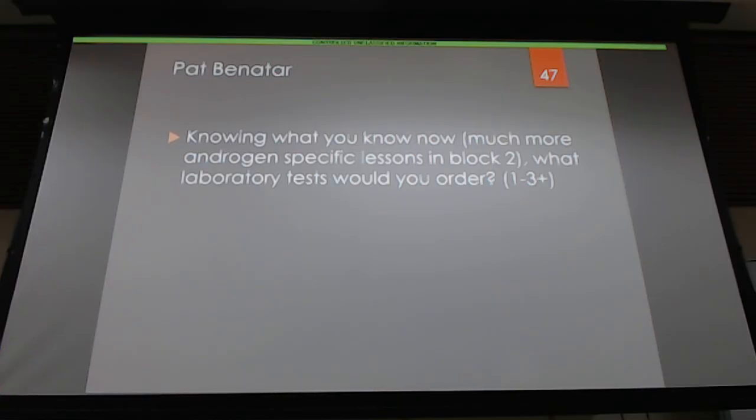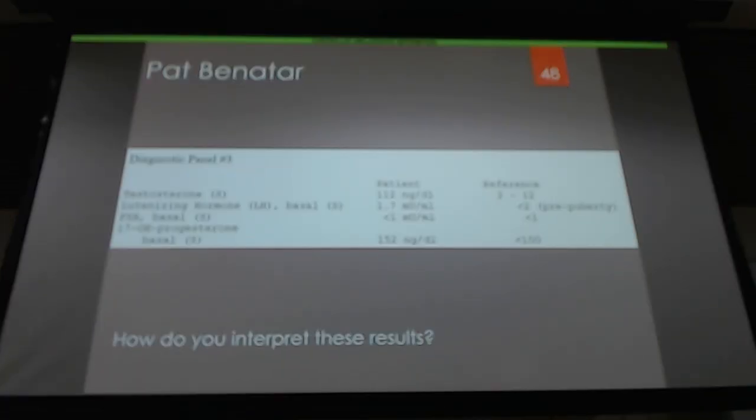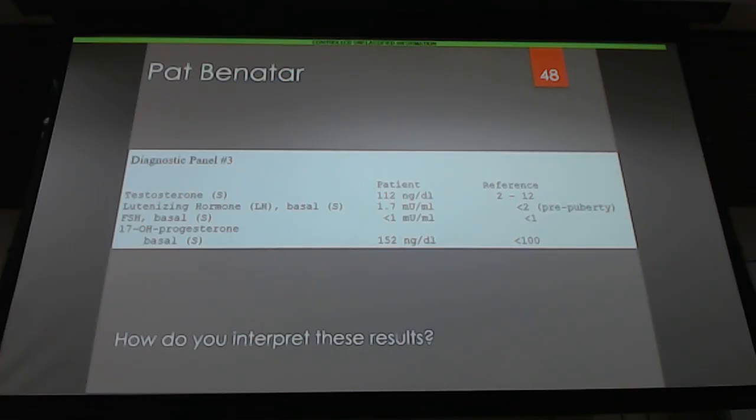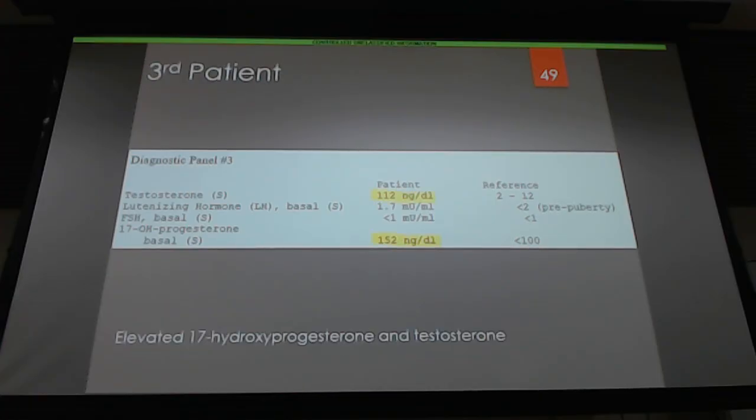What do you need to know for the test? 17-hydroxyprogesterone. Okay, so here are your labs. How would you interpret this? What type of T is high? LH, what do you think? We're not going to really read it, but it's a little low, maybe normal. But what about her 17? The OH is hydroxy. 17-hydroxyprogesterone is higher. High, yeah. That's how we interpret it.